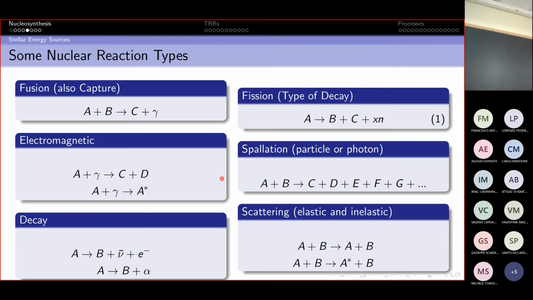Alpha decay is a type of decay. You'll see this a lot for the very, very heavy nuclei. You'll see a thorium-228 alpha decay. That's a very popular one.